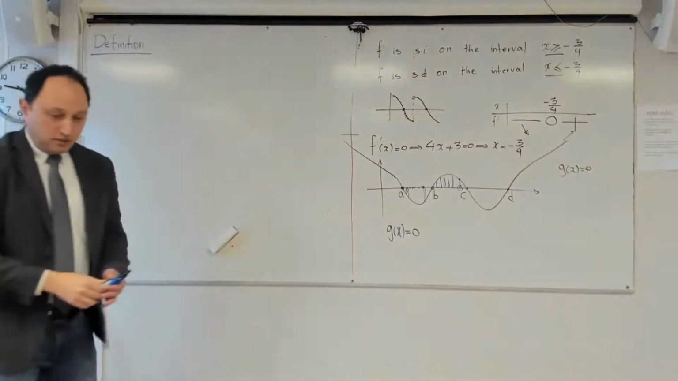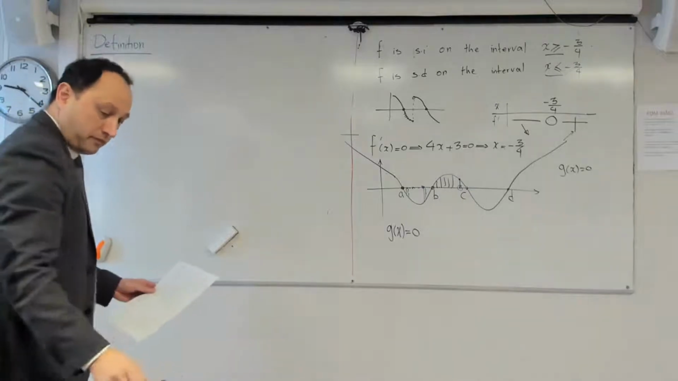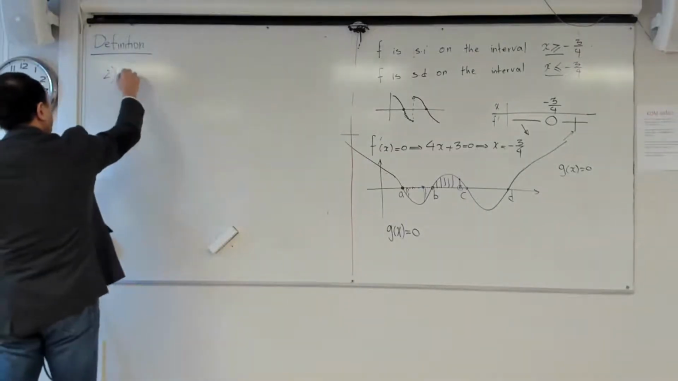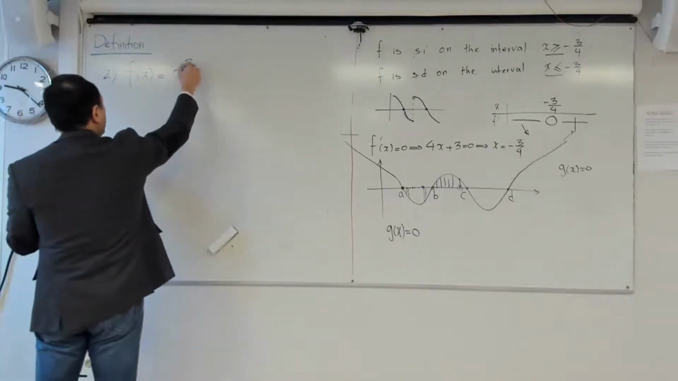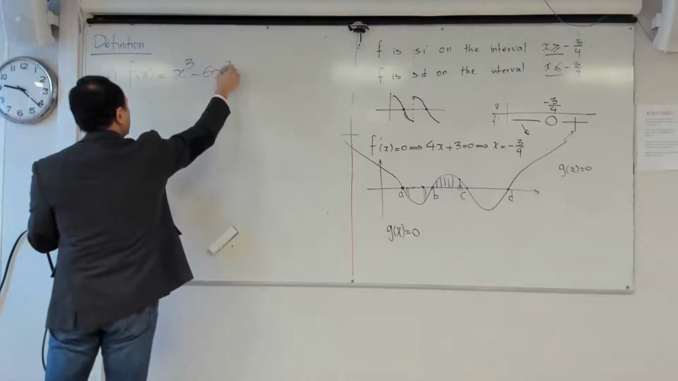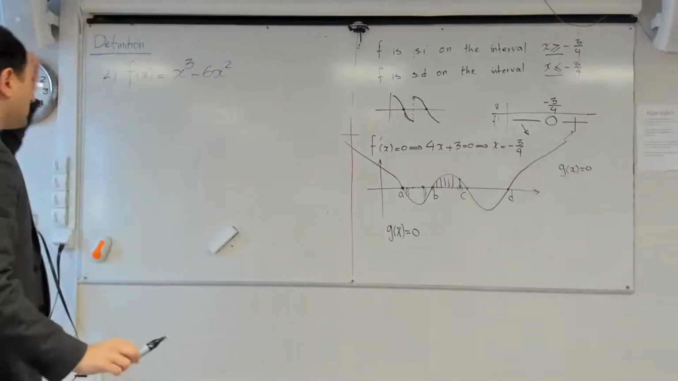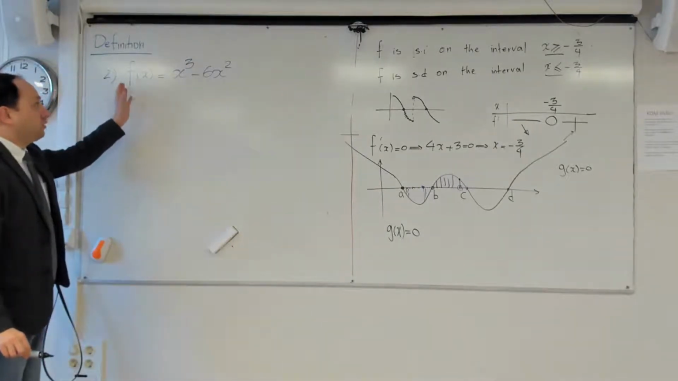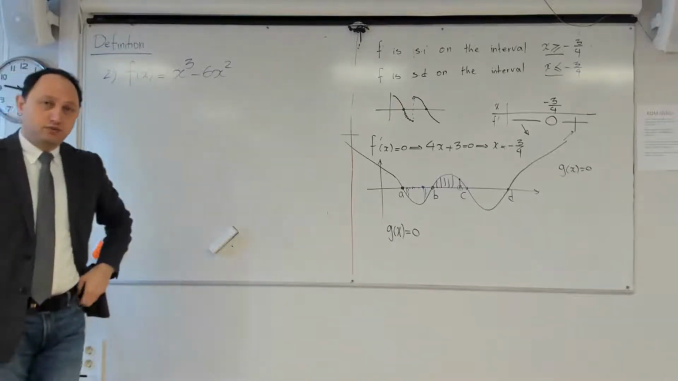Let me give you another question. Number 2. f of x is equal to x to the 3 minus 6x squared. Let us do the same problem here. I want to see on which interval or intervals this function is increasing and on which one it is decreasing, if any.